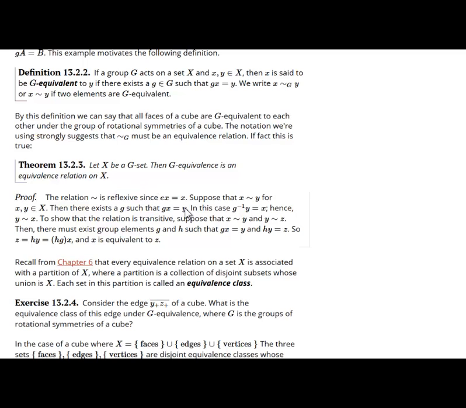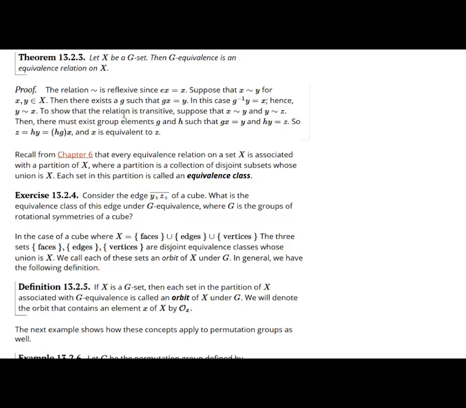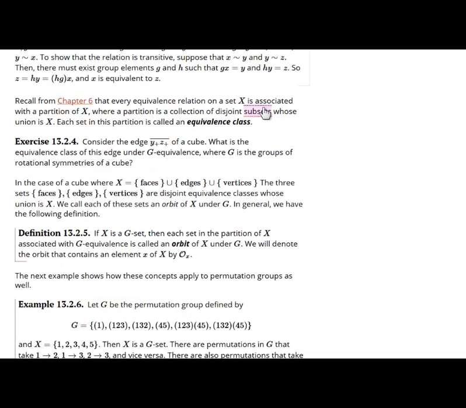You can read that theorem. And since you have an equivalence relation, this partitions the set X into equivalence classes. In particular, if you think about the exercises we've done and the way that the cube is set up, if we think of a cube as consisting of faces, edges, and vertices, each one of these three sets are disjoint equivalence classes, and their union is all of X. Each one of these sets is called an orbit of X under G. So orbit is simply another name for a G equivalence class.